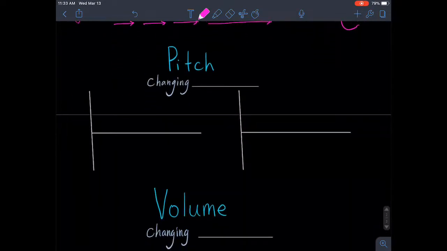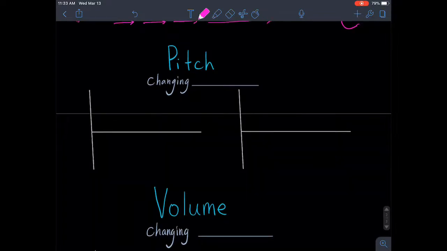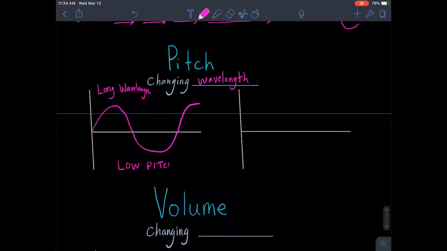But we can change those waves quite a bit by changing the different attributes of the wave. And so if we want to change the pitch of a noise, we need to change the wavelength of the wave. So the wavelength, if I were to draw something with a long wavelength, there's my crest, there's my trough, and there's my next crest. So this one has a wavelength that I'm going to call a long wavelength. And a long wavelength is going to create a low pitch noise.